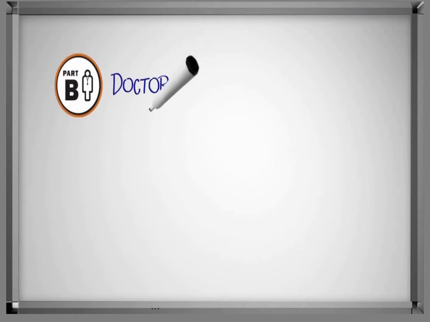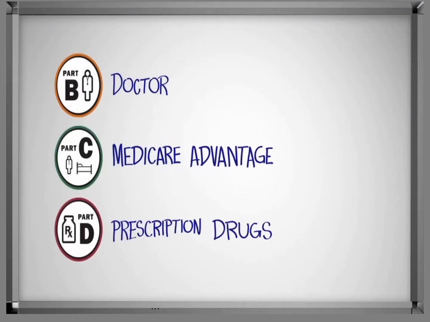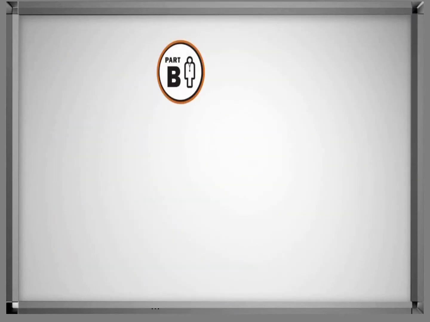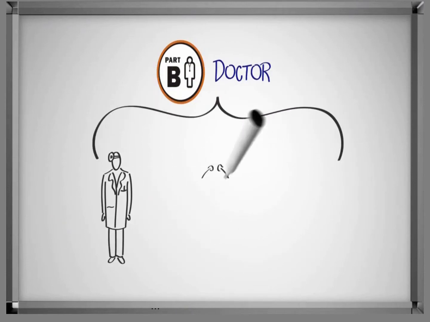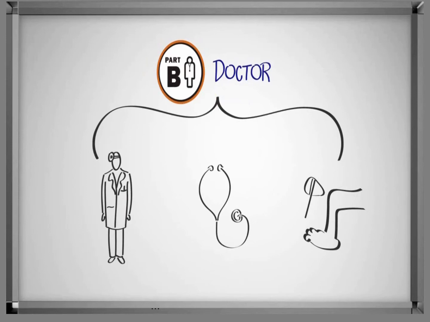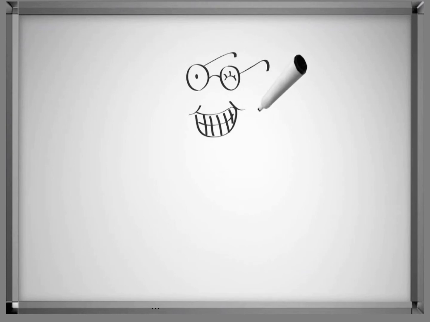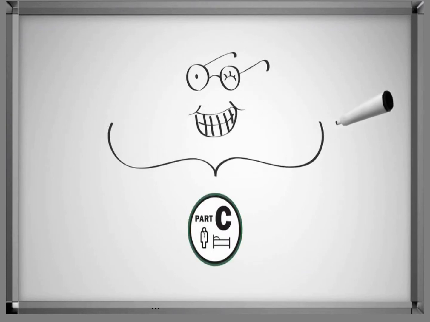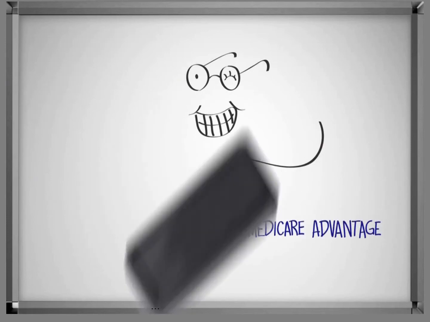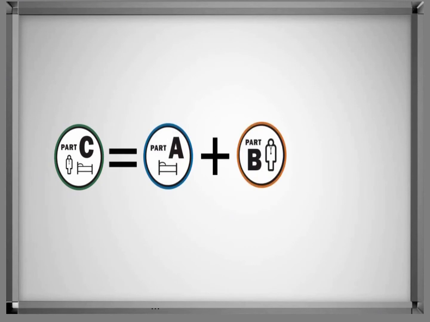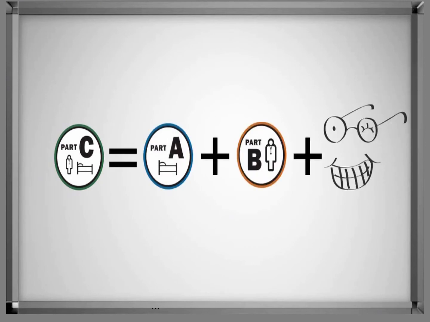Parts B, C, and D, on the other hand, are optional. If you want them, you buy them. Part B is for when you go to the doctor. Stuff like routine physicals, blood pressure checks, tests, things like that. Part C, well, let's say you want to add eye care or dental coverage or something else. That's where Part C comes in. It's also called Medicare Advantage, and it's pretty cool. Part C combines A and B, along with some of the other stuff you want.